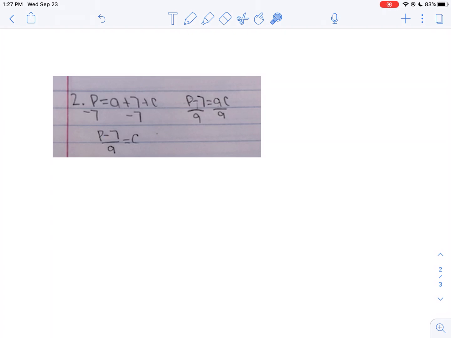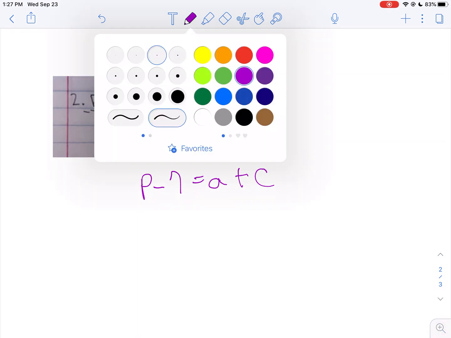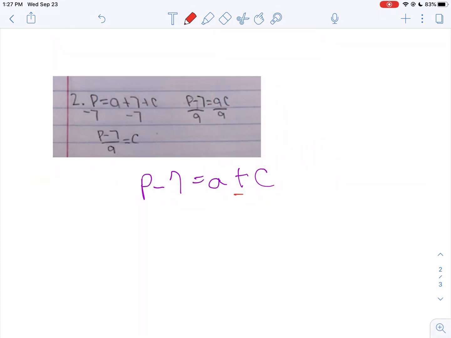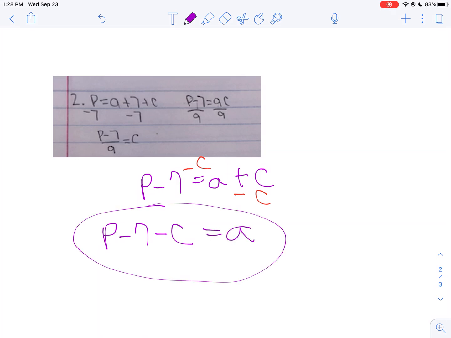And then all of a sudden you divided. Why did you divide? Oh, I see what happened. Actually, this makes more sense. You lost the plus sign when you rewrote the problem. It should have been p minus 7 equals a plus c. Now we're going to do the opposite of adding, which is subtracting. I think that was just a careless error on your part. So you get p minus 7 minus c equals a. You're done. You can't go any further than that.